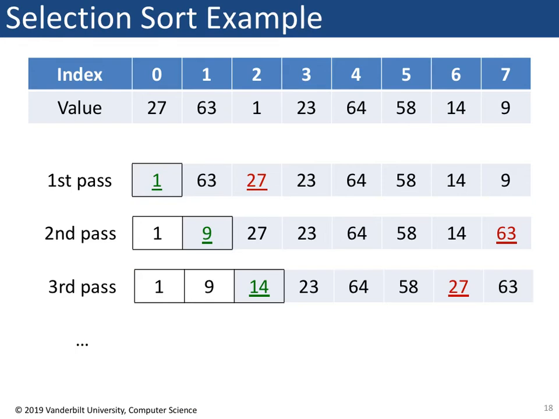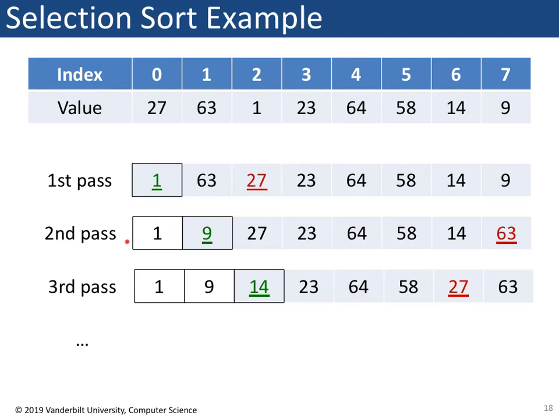Let's look at one more example. So given this initial array, 27, 63, 1, 23, 64, 58, 14, 9, we know what to do. We search the array for the smallest value, and we're going to store it in element 0, which is 1. So we have to swap 1 into element 0's location, and the value stored in element 0 gets swapped into element 1's, or the number 1's location. So that's what we see here in our first pass. 1 was swapped into element 0, and the number 27 was swapped into the location previously held by 1.